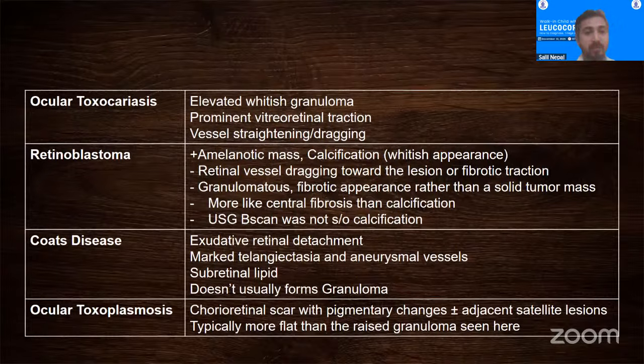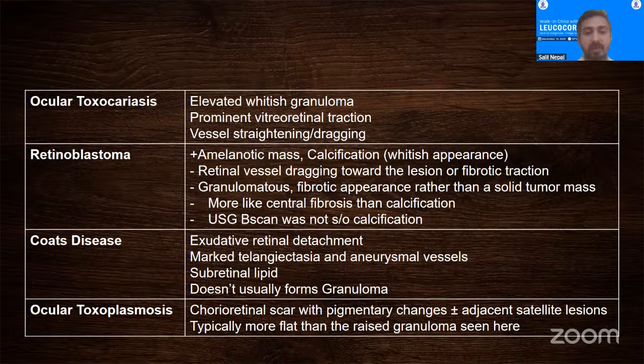With this information, these were the DDs. But first, we thought it was ocular toxocariasis because it was an elevated whitish granuloma. There was prominent vitreoretinal traction, and vessel straightening and dragging was present. The retinoblastoma could also have presented as a mass with calcification, but the retinal vessels dragging towards the lesion or fibrotic traction would not have been there in retinoblastoma.